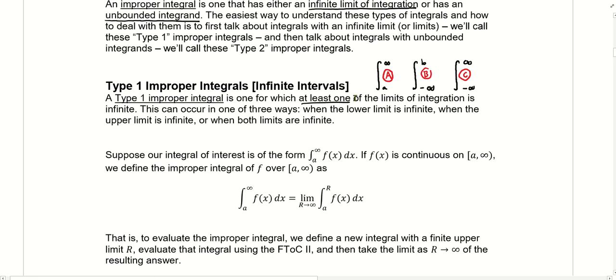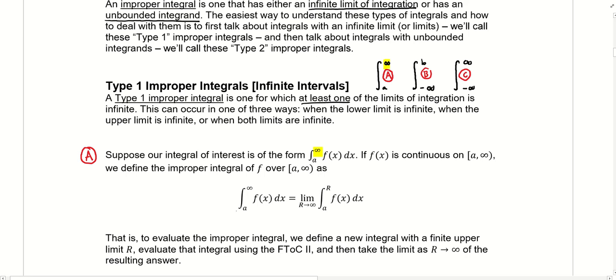Okay, so the first one here is this, where our upper limit of integration is the infinite piece. So talking about version A here. So here, our integral of interest is in the form where we're integrating f of x from a to positive infinity. If our function is continuous on this interval, we can define the improper integral of f over this region as actually a limit, an integral involving a limit.